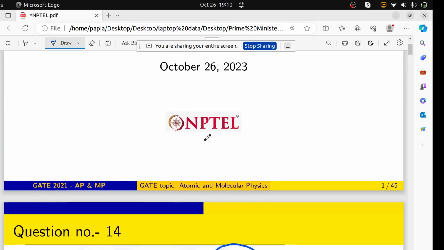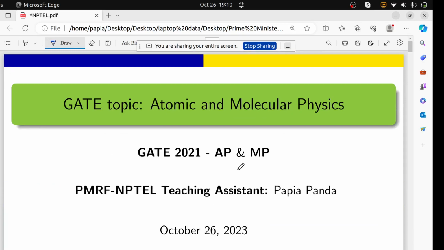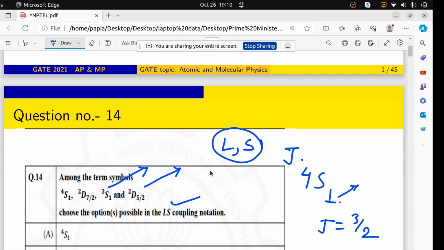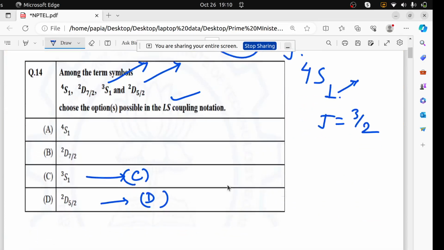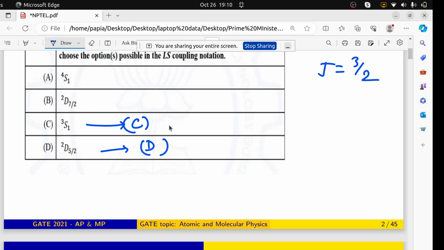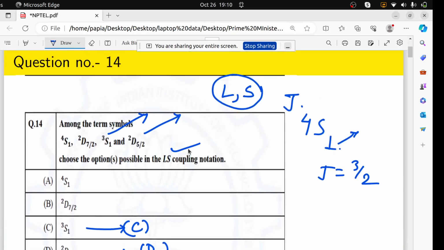I have already discussed the first question. The first question we were talking about on atomic and molecular physics GATE topic, and the question I have taken from GATE 2021 question paper, and the question number was 14. So I have already discussed that one. The correct answer will be C as well as D. As these questions are MSQ questions, more than one option can be the correct one. So here we have checked that C as well as D, these two are the correct options for this question. And the question is saying that among the term symbols, choose the options possible in the LS coupling notation. Okay.